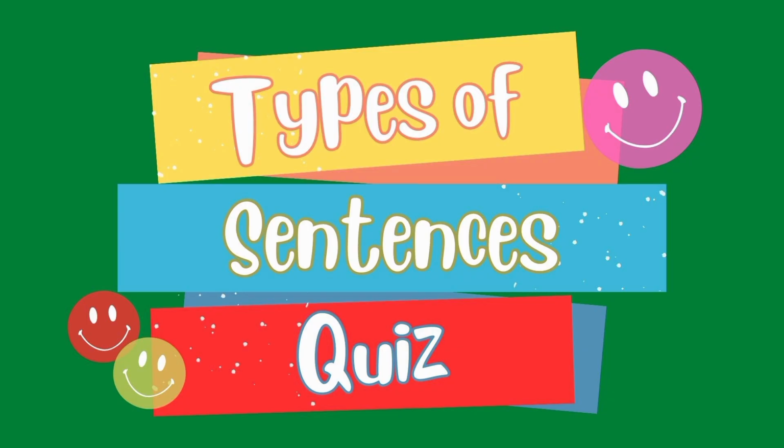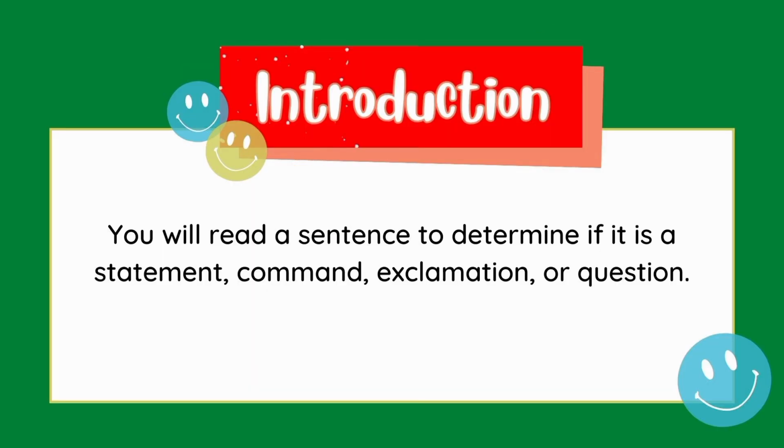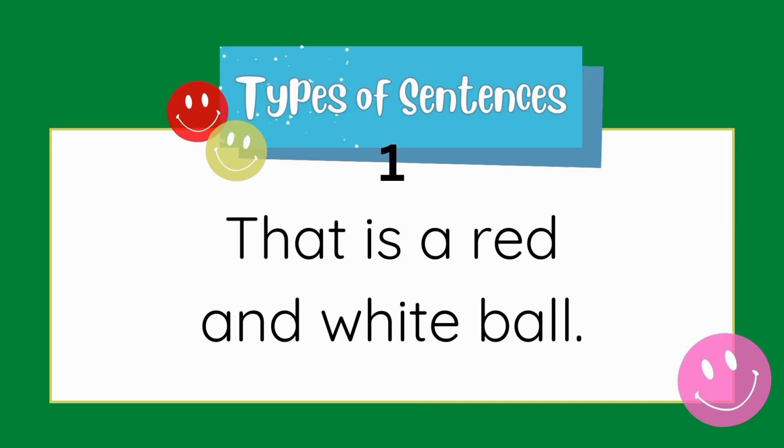Alright, we're going to have a little quiz to test our understanding of different types of sentences. I'll give you a sentence, and you tell me which type it is. Ready? Let's begin. You will read a sentence to determine if it is a statement, command, exclamation, or question. Number one. That is a red and white ball. Take a moment to think about the sentence, and then say aloud which type of sentence it is.